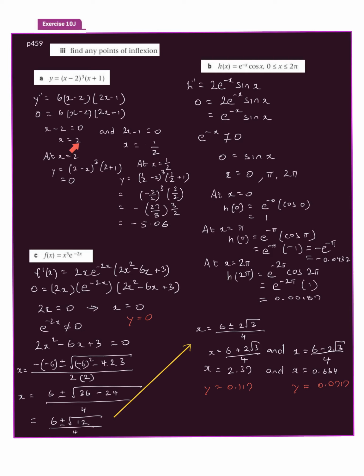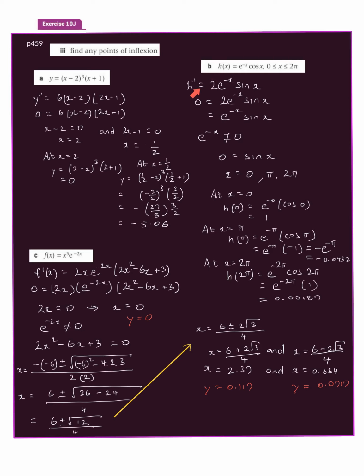So we have the x values of 2 and a half, and we put them in. At x equals 2, because it says find the points, I have to find the y value. So at x equals 2, y equals 0, and at x equals a half, put it straight back into here, we get y equals minus 5.06.